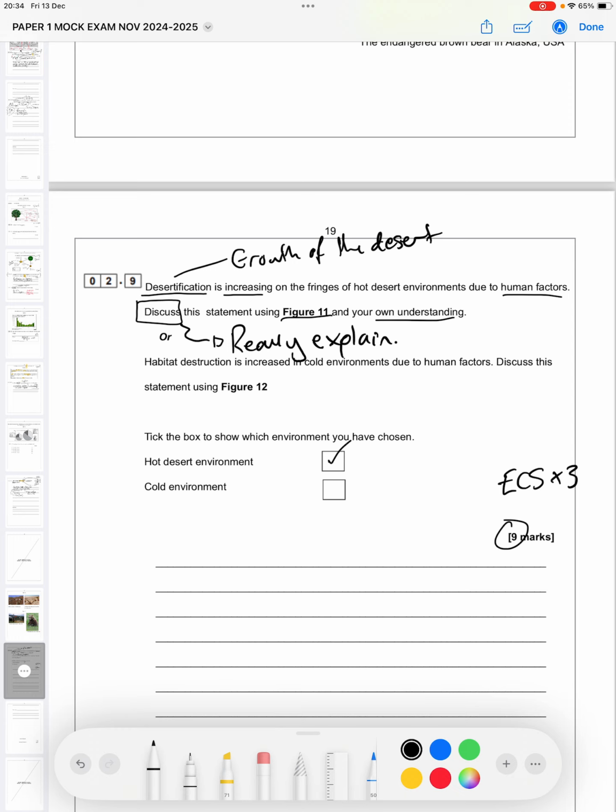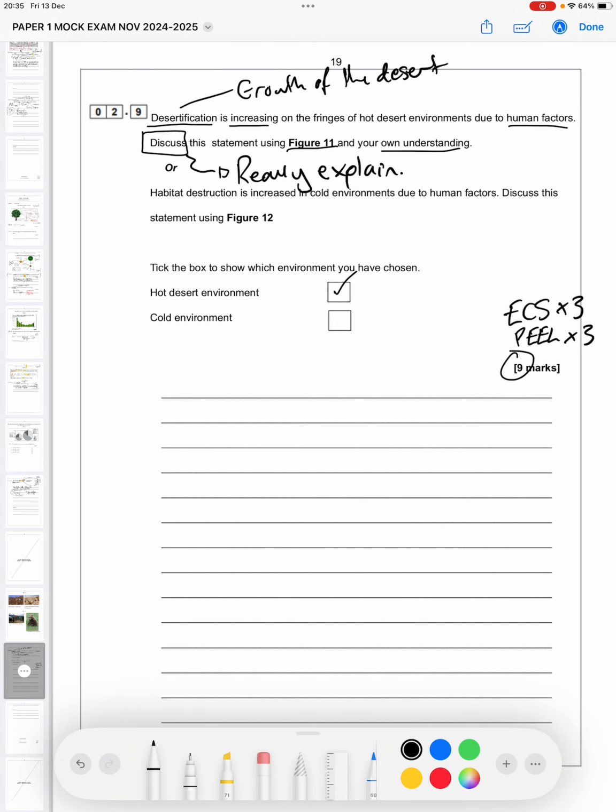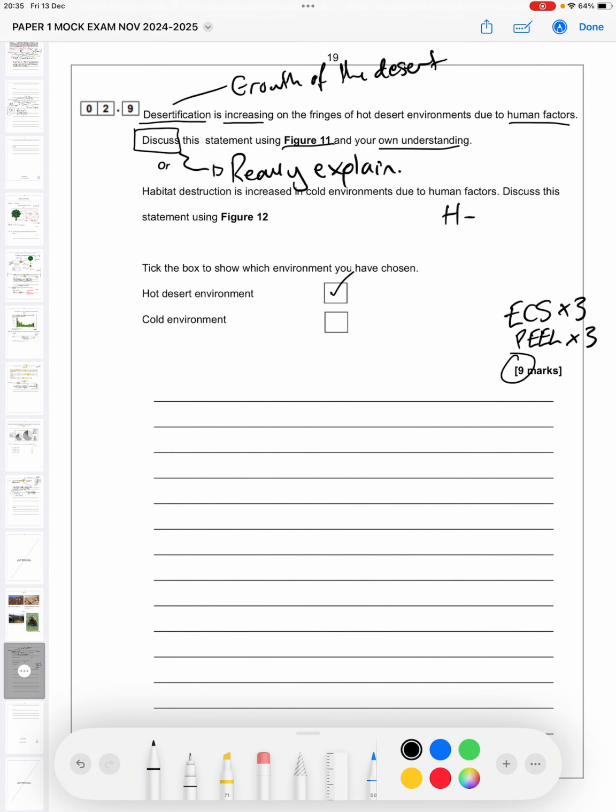So for my guys, it would be evidence, comment, search times 3. For other people, it could be peel times 3. Okay? So you're getting into that detail. So you're sort of saying, well, actually, it is caused by human factors. So you might want to put a little plan on your exam document. So you might pop in, let's put a little H here. Okay, you might put, right, yeah, it's due to over farming, okay, or over grazing or over cultivation, all linked.